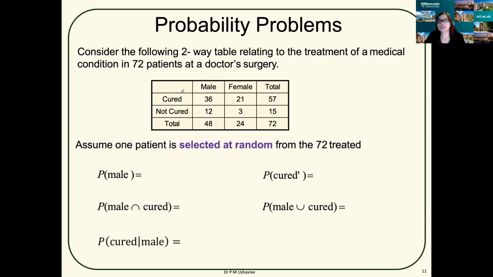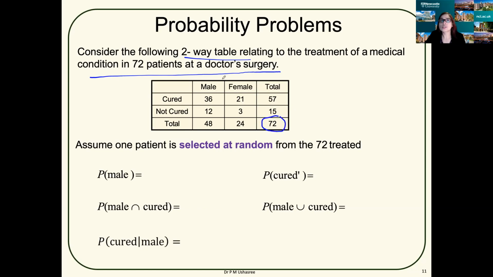No, sorry, not 2 by 2, 4 by 4 table. Or we can say two-way table. That's better to say. Two-way table relating to the treatment of a medical condition in 72 patients at a doctor's surgery. So how do you read this table? You can see the total patients in this corner.